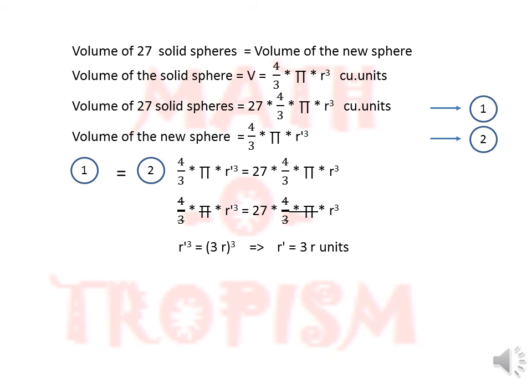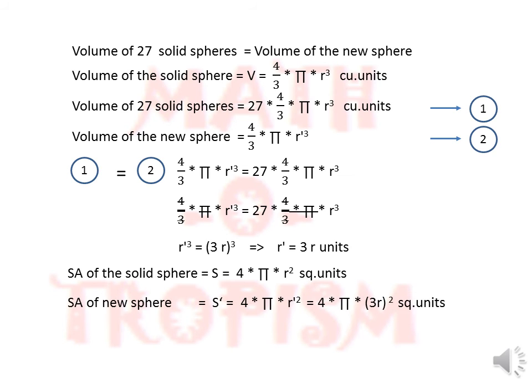And then after that we need to find the surface area s dash. So it's just the formula substitution. So 4 pi r dash square. So instead of r dash, if I put 3r, it comes to 4 into pi into 9r square. So that means 36 pi r square square units is the surface area of the new sphere.